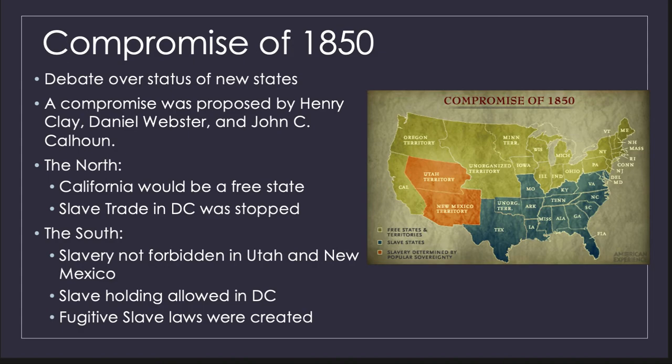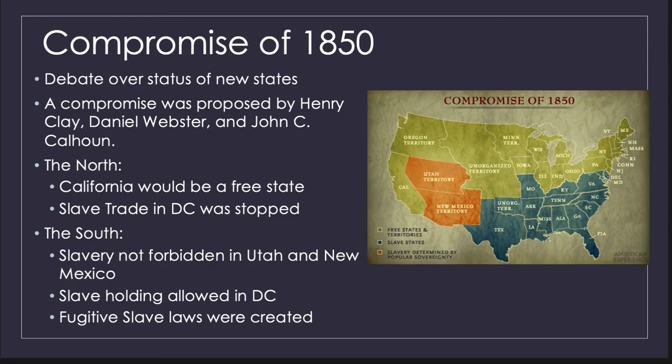The compromise, again, is going to be put together by Henry Clay. He is going to say, geez, guys, I've done this before. Let's try it again. Let's see if the compromise that we make here is a little bit more long term. So, what we get in the North, like I said, California is going to enter as a free state, which is huge. Another major win for the North is that slave trade is going to be stopped in DC, which just means that we are not importing any more slaves to the nation's capital.